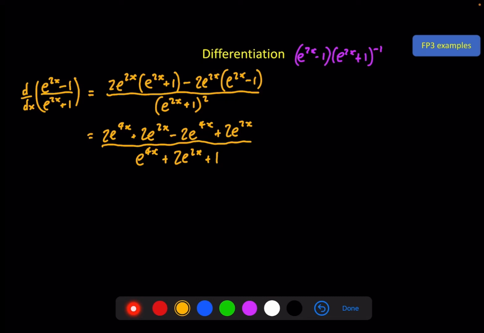Then we can cancel these power 4x's on the top, combining the other 2 to give us 4e to the 2x over e to the 4x plus 2e to the 2x plus 1. And that's the differentiation section done. The question is, can we make this look like sech squared x? The answer is not very easily from this point.